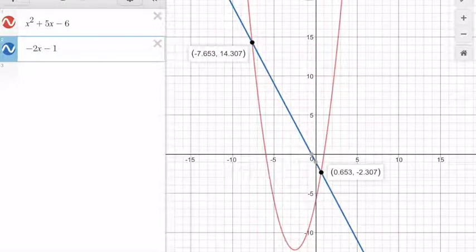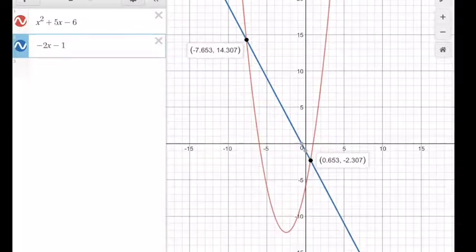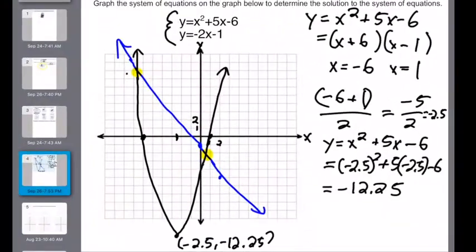Again, this means for our system of equations with these two equations, these are the 2 points that satisfy both equations. These are the only 2 points in our whole Cartesian plane that satisfy these. So these 2 points being, if we round, 0.7, -2.3, and the other point, -7.7 and 14.3. Okay, so let's hop back to our notes and finish up.